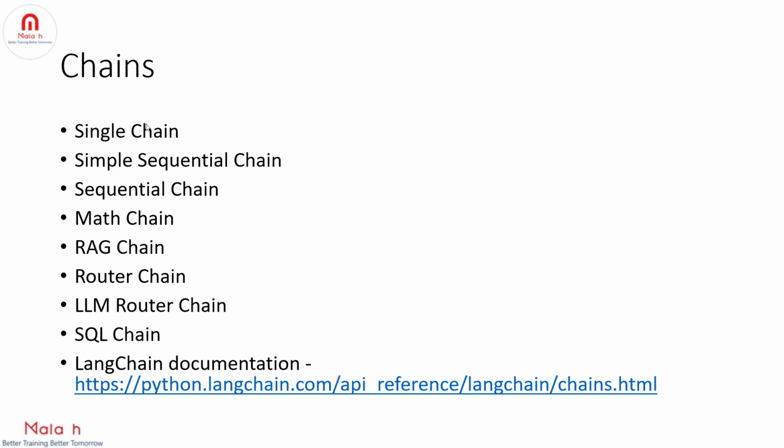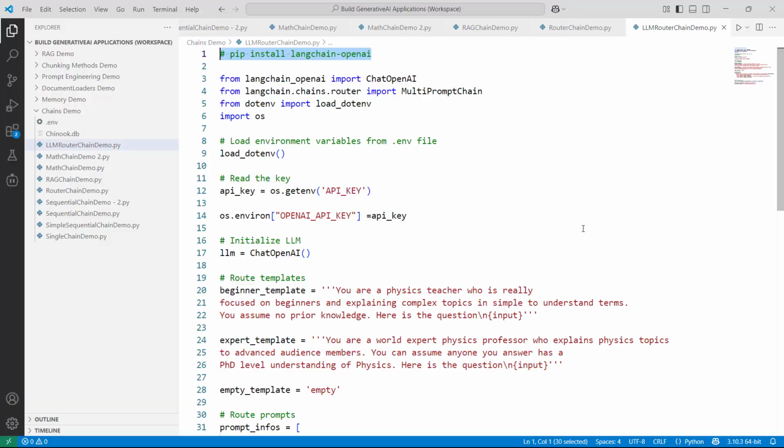So far we have seen different kinds of chains: single chain, sequential chain, math chain, RAG chain, router chain, LLM router chain, right? Now the next one is SQL chain, right?